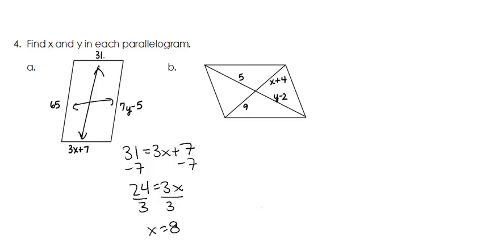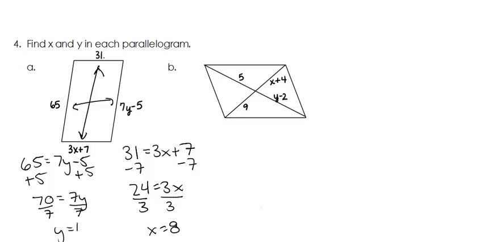The 65 and the 7y minus 5 have to be equal because opposite sides are congruent. So 65 equals 7y minus 5, and then I just need to solve the equation. Plus 5, plus 5. So 70 equals 7y, and then my last step, divide both sides by 7, and I end up with y equals 10. Cool. And then finally, with my last parallelogram, I've got to solve for x and y again.